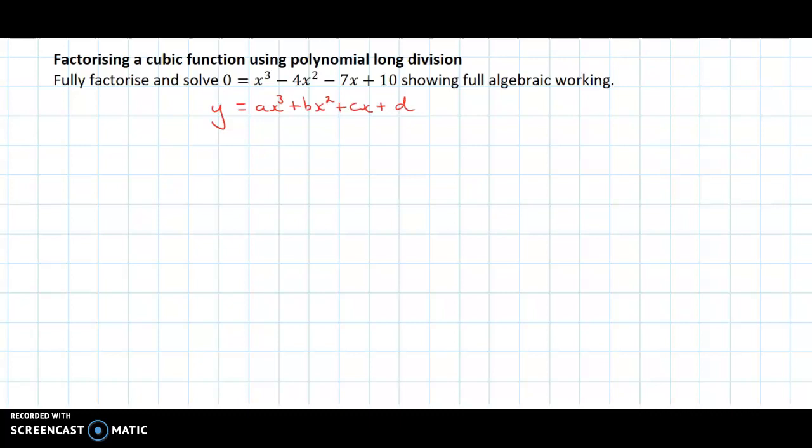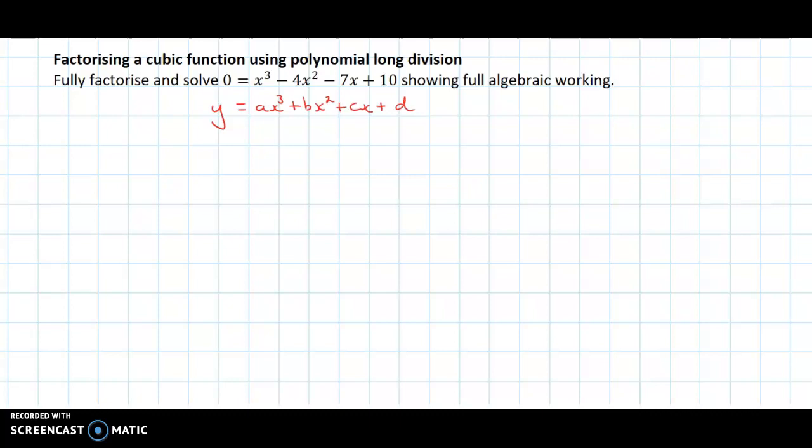Hi math students, in this video we're just looking at a start to finish process of factorising a cubic function using our very favourite fun-filled polynomial long division technique. So as an example, I've just got here: fully factorise and solve this cubic, showing full algebraic working.